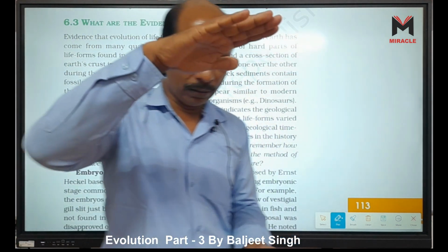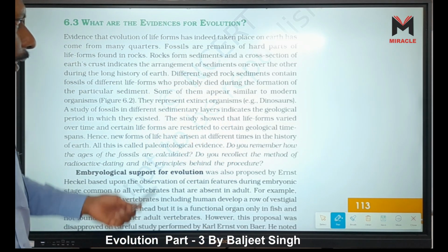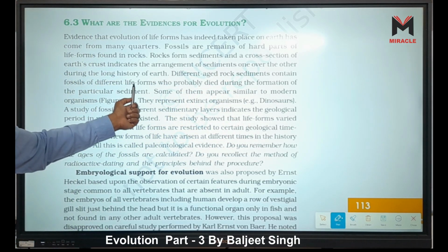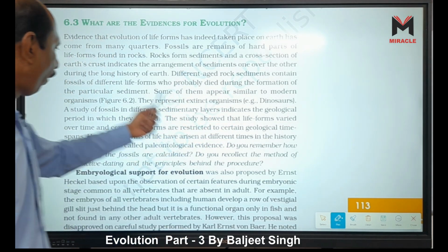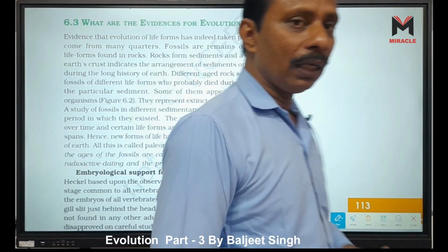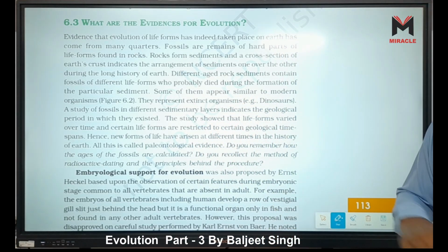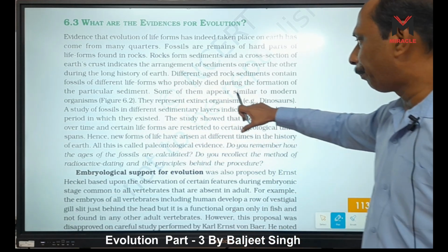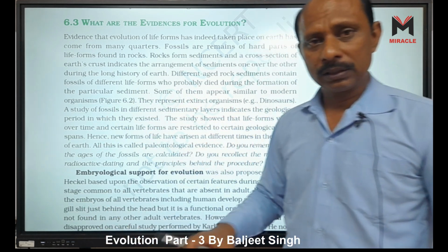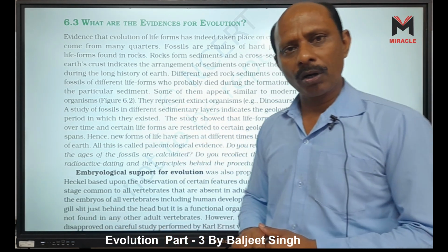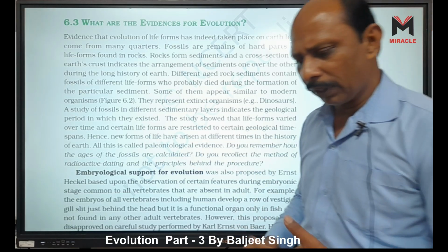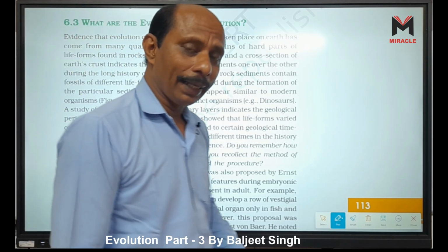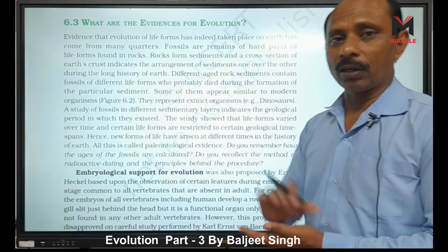We can say the deepest one is the earliest one. They have different ages, and that's why they contain different fossils of those who probably died during the formation of a particular sediment. When we consider the age of the sedimentary rock, we understand the age of the fossil. Some of them appear similar to modern organisms, and some are totally extinct. For example, dinosaurs: some today are similar to dinosaurs, not in size, but in shape.